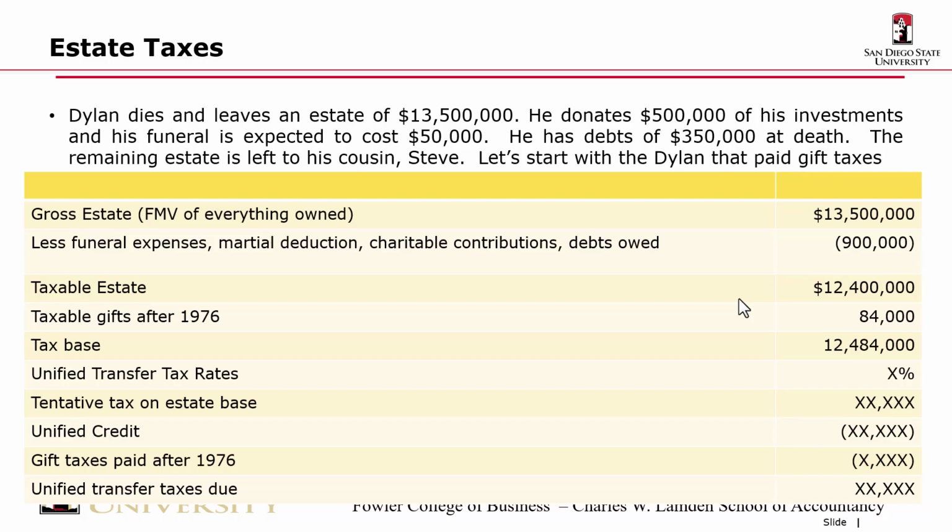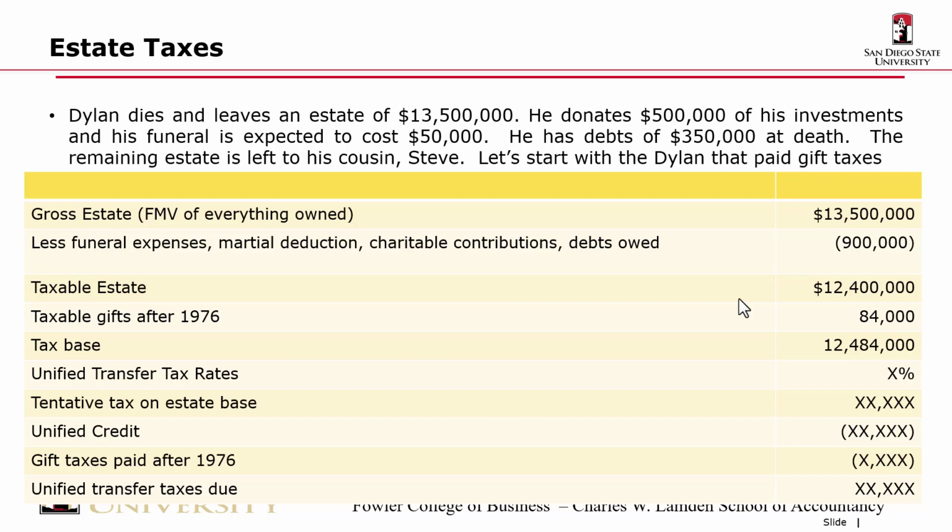Let's start with the Dylan that paid gift taxes, right? So we're going to start with the version of Dylan that gave the gift earlier to his friend Irving and went ahead and paid the gift tax on it. So we start with his gross estate, $13,500,000. Then we get rid of the things he gave away, the $500,000, his funeral costs of $50,000, and his debts of $350,000. That's a total of $900,000. So his taxable estate, the amount of the transfer he's making at death that is taxable, is $12,600,000. Taxable gifts are $84,000. We calculated that previously. So his tax base is $12.484 million.